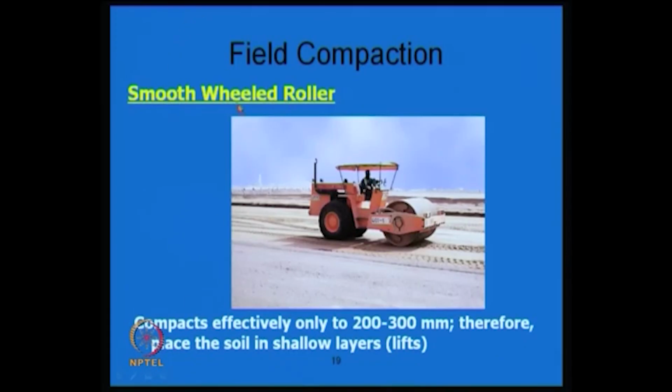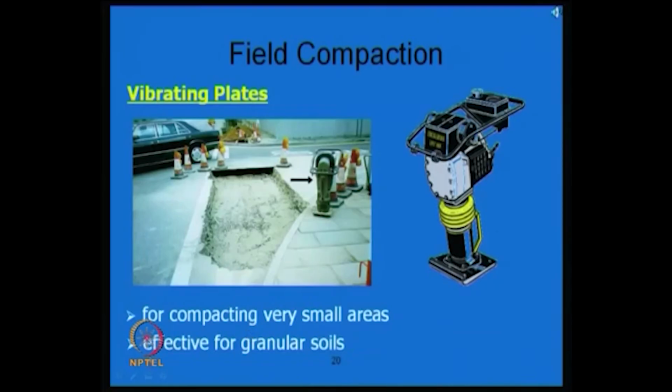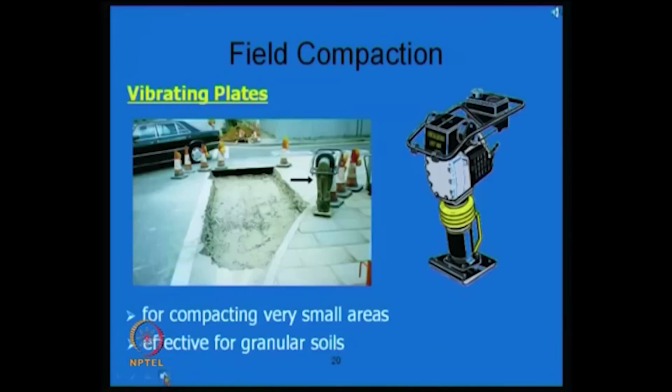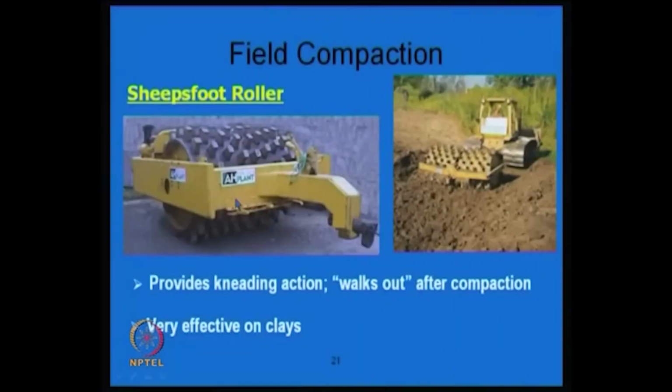This is the smooth wheeled roller that we see normally in many places, and it compacts very effectively to about 200 to 300 mm, and therefore it is very good for shallow compaction. And vibrating plates, for example, for compacting close to a parking lot, you can take this and compact it.